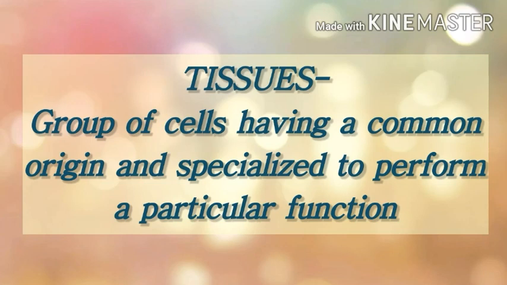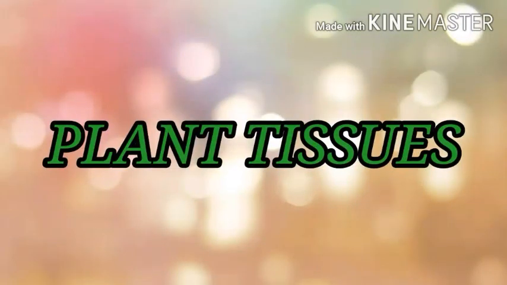In both plants and animals, various types of tissues are present. That will be learned in this chapter. So, we'll begin with plant tissues. There are different parts in a plant such as root, stem, leaves, flowers, fruits, etc. All these parts are made up of different types of tissues. Each of these tissues perform a special function. So, let's see what are the different types of plant tissues.